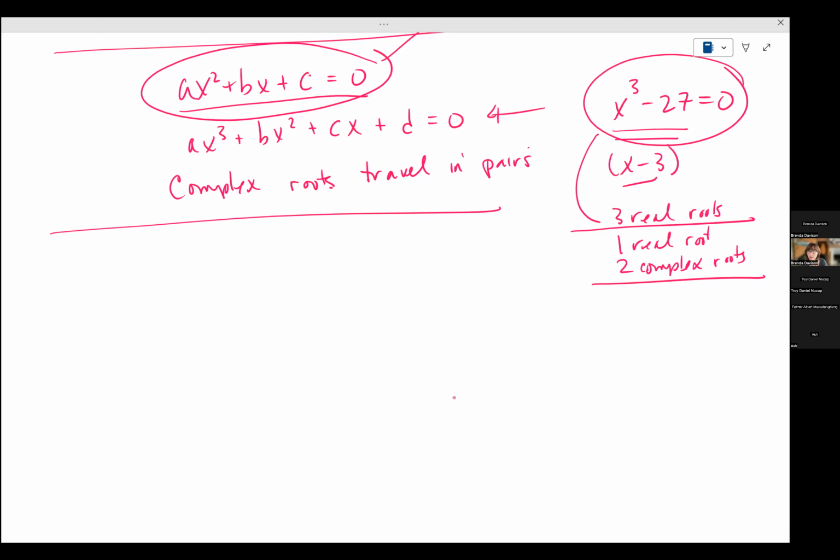The midterm is covering everything up to and including section 9.1, which is the complex numbers. And so that's all of chapters 3, 4, and 5 plus chapter 9.